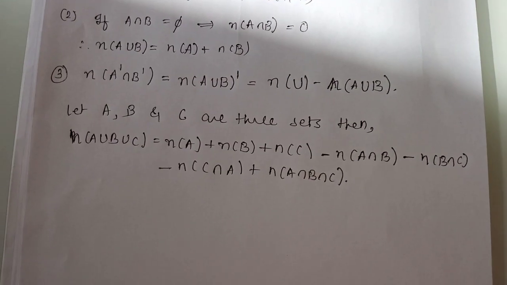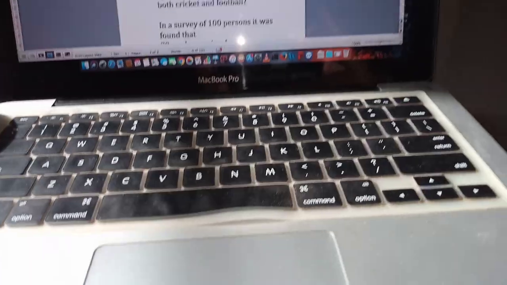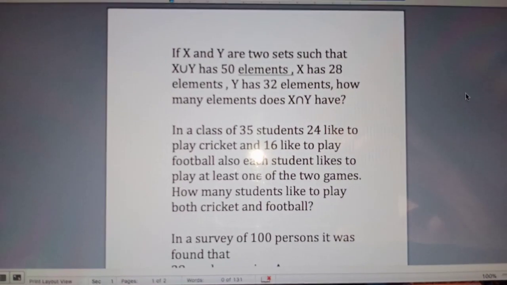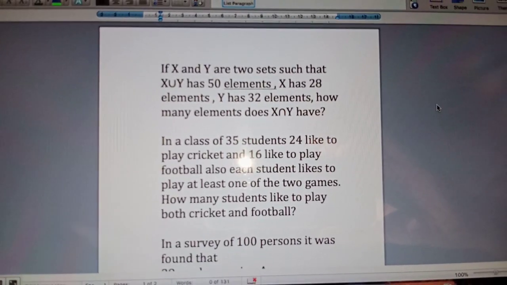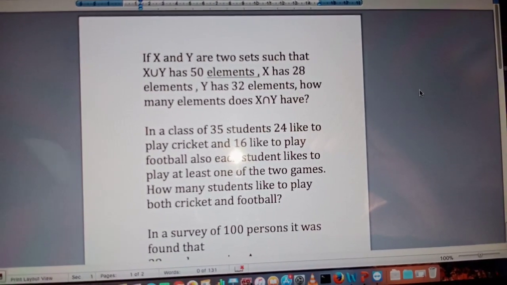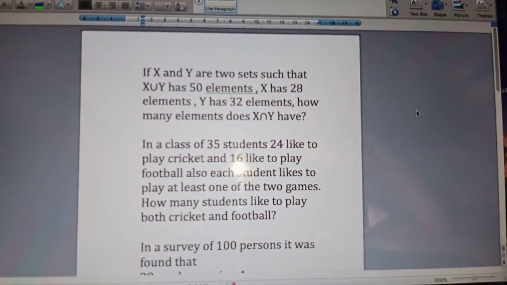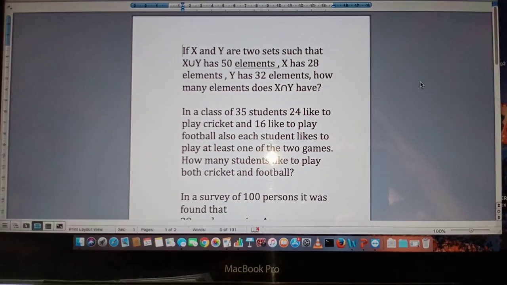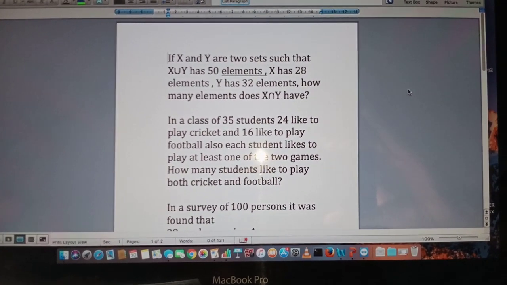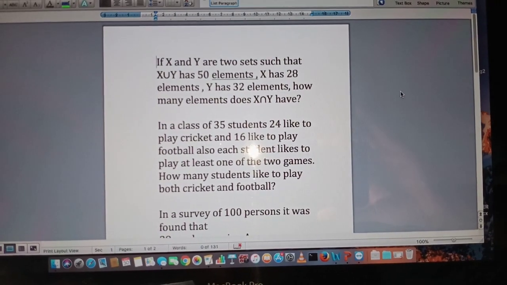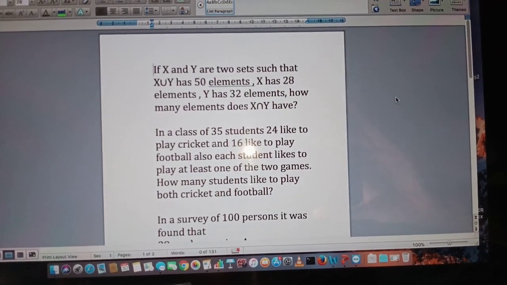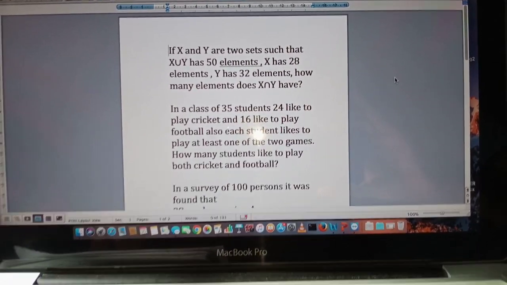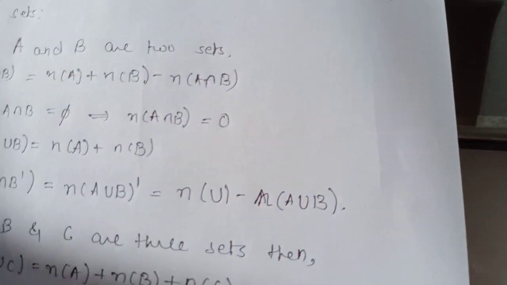First example, you have to read the first example. If X and Y are two sets such that X union Y has 50 elements, X has 28 elements, Y has 32 elements, then how many elements does X intersection Y have? Now let us try this example.